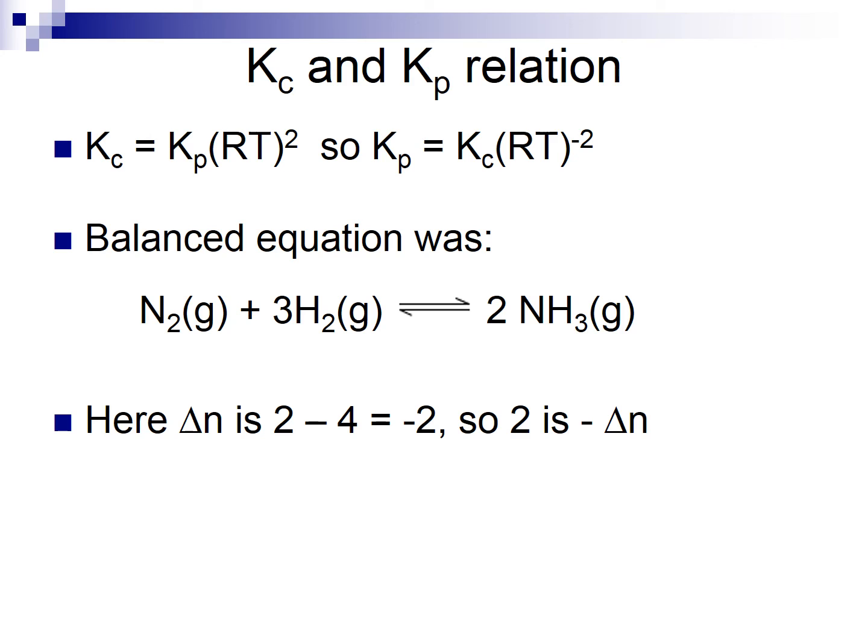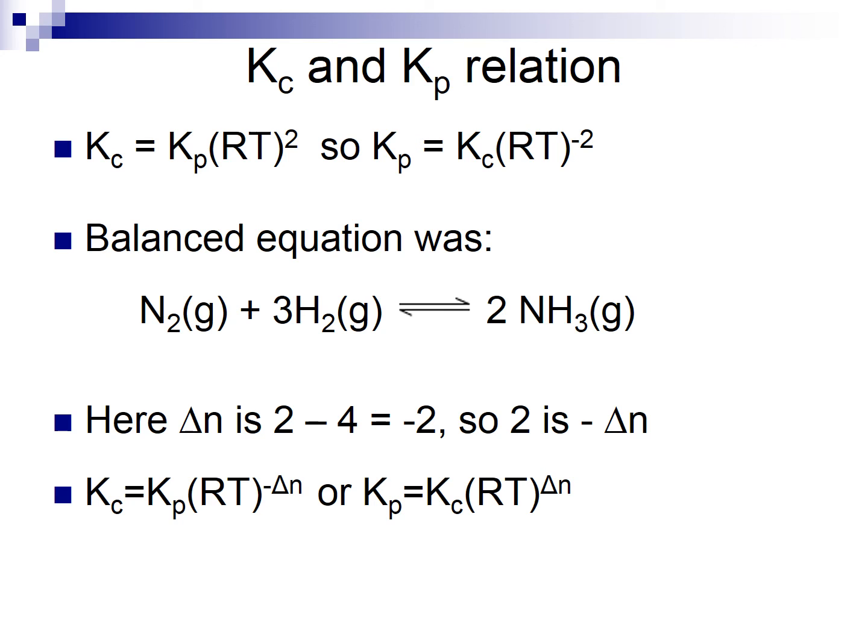If I look at the two equations up top, where I have a positive 2, that would be the same thing as a negative delta N. Where I have a negative 2, that's the same thing as a positive delta N. Substituting our delta N then, we wind up with the final generic equation such that Kc is Kp times RT to the negative delta N, and Kp is Kc times RT to the positive delta N.